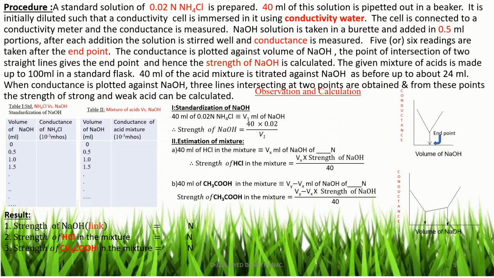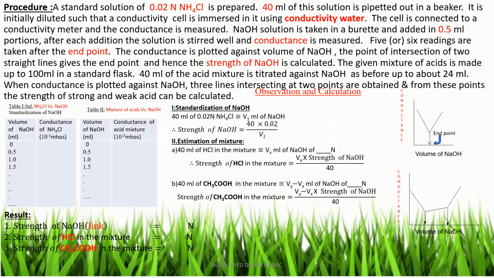5 or 6 readings are taken, and we plot conductance versus volume of sodium hydroxide. We get two straight lines. On connecting all the conductance values by scale, we get the two straight lines, and the point of intersection corresponds to the volume of sodium hydroxide which is required to neutralize 40 ml of 0.02 normality ammonium chloride. From this, the strength of sodium hydroxide is calculated.